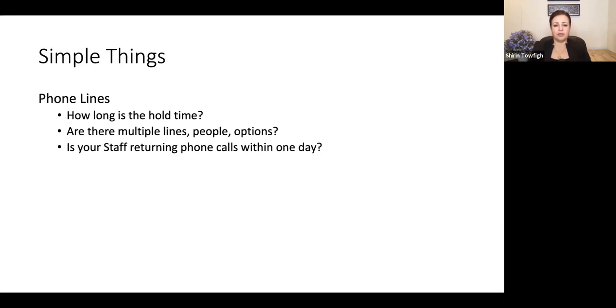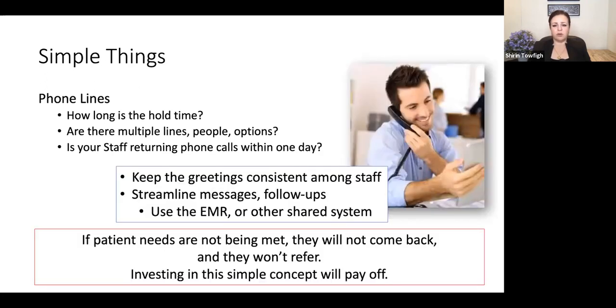The phone lines. When someone calls, are they put on hold? How long is the hold time? Are there multiple lines that your office has leading to multiple people? Does the patient have to dial option 1 for scheduling, option 2 for billing? And does that really work? In other words, does it actually go to the right person, or does it all go to one person anyway? Lastly, is your staff returning phone calls within a day? If your phones are not answered and they go to a messaging system, how long does it take for your office staff to return the phone call?